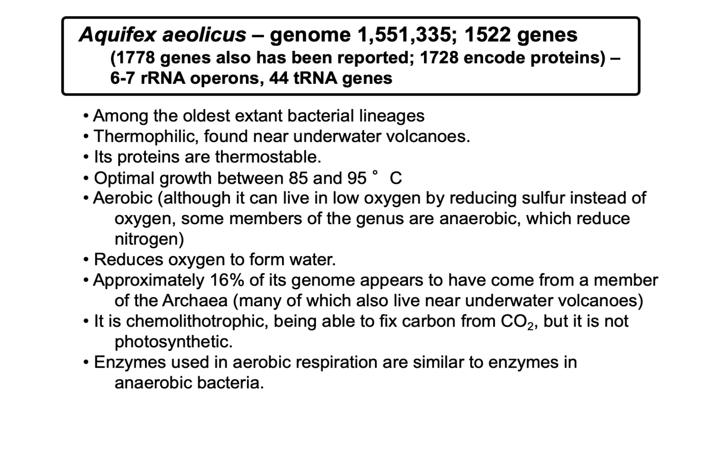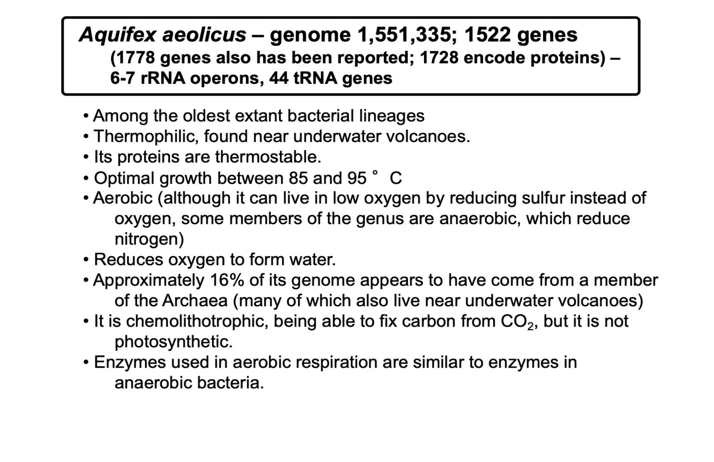It has a genome size of about 1.5 to 1.6 million nucleotides or base pairs. So it's about 1/3 the size of the E. coli genome. It also has about 1/3 as many genes, 1,522. In one study, as I told you, when people make calls, they come up with different numbers. One study reported 1,778 genes. But anyway, either one included 1,728 encoded proteins, 6 to 7 ribosomal RNA operons, and that agrees in both studies, and 44 tRNA genes, which also agrees in both studies.